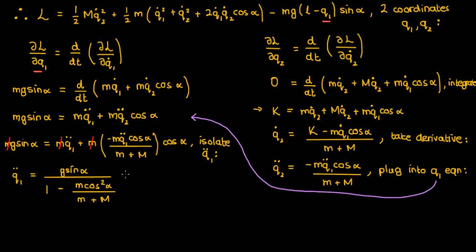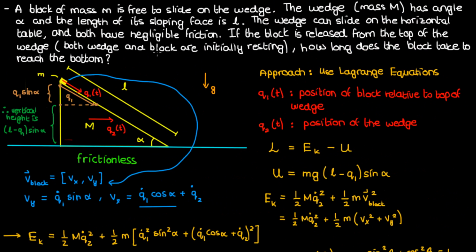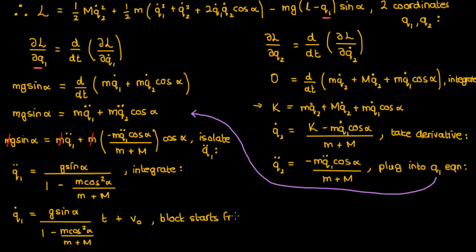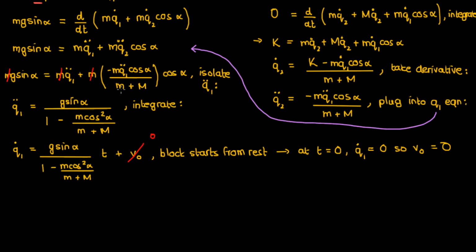We're almost done. In order to find the equation of motion, we'll have to integrate this q1 double dot twice with respect to time. When we integrate once, we'll get the velocity of the block, which is g sine alpha over 1 minus m cosine squared alpha over m plus capital M, times t plus v naught, where v naught is another constant of integration. We know from our problem statement that the block starts from rest, so when t is 0, q1 dot is 0, and therefore when we do the algebra, we'll find that v naught is 0.